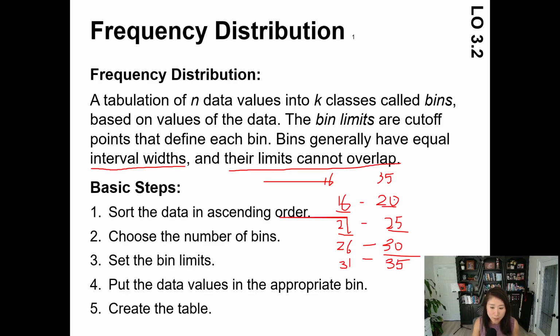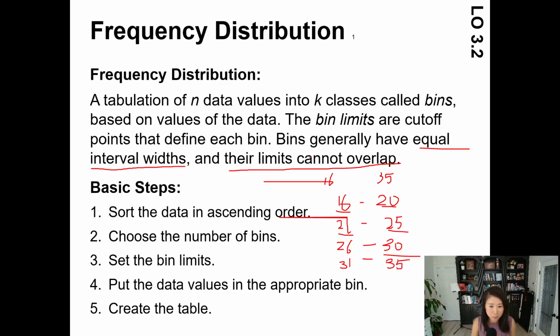And also we don't have any overlaps. For 16 to 20, if somebody is 21, you know they're going to belong to the second class. So the way I made these frequency distribution classes meets these 2 requirements: equal interval width and no overlapping between your classes. It is very important that these 2 conditions are met.